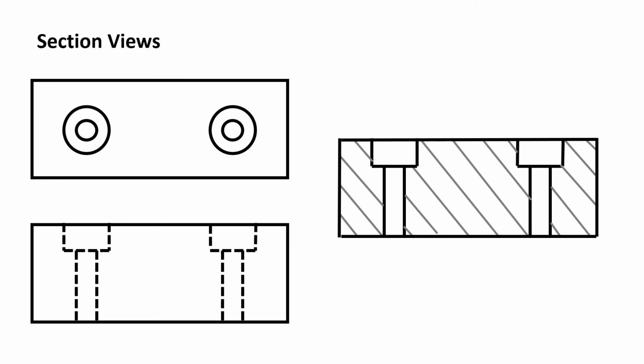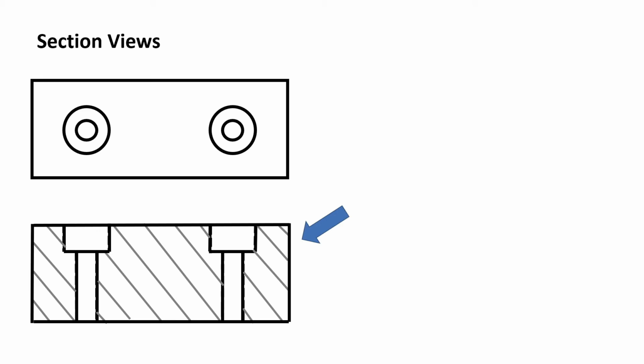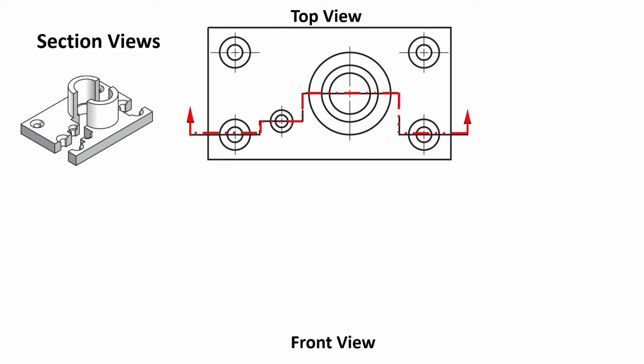Section views are only used when necessary. If at all possible, a section view is used in place of one of the three main views. The cutting plane line is drawn to show where the imaginary cut takes place. The ends of the cutting plane line are drawn perpendicular to the cutting plane line and terminate in arrowheads. The arrowheads indicate the direction that the section view is viewed from.